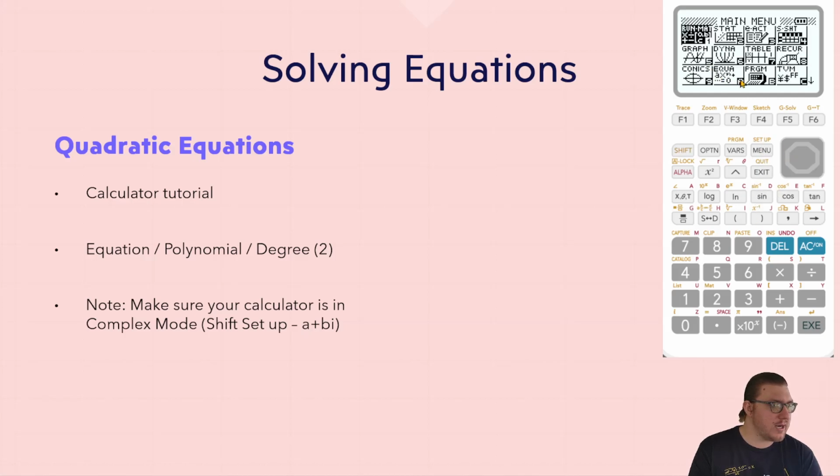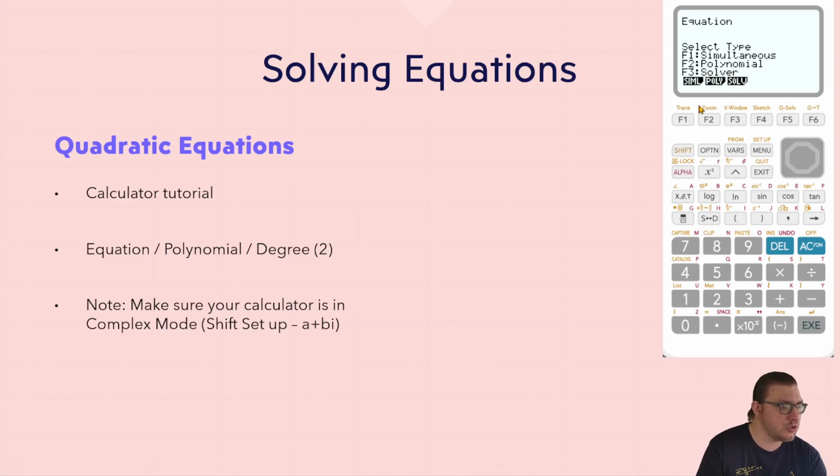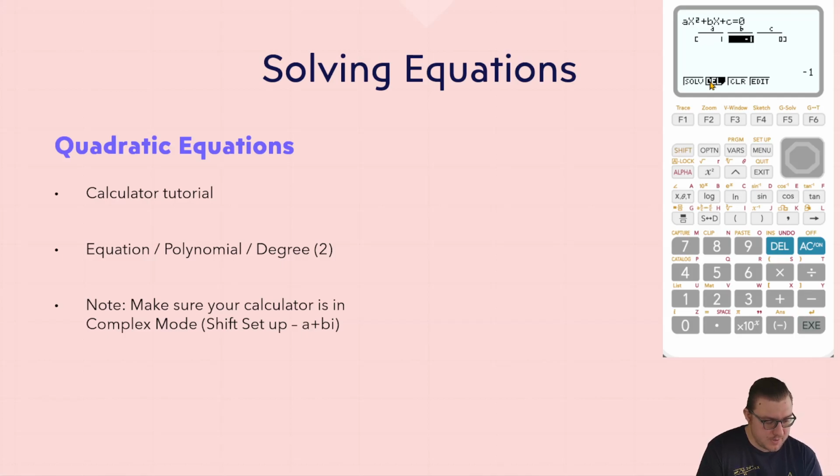Now let's have a look what happens if we go to equation and we put in one of the equations that has no real solutions. So let's go back to the solver, polynomial, degree 2, and let's put in x squared, so 1, plus 0x plus 1. That was the example where we moved the x squared parabola up so it didn't hit the x-axis. And now you can see my calculator actually gave me an answer. It gave me i and negative i as the roots.